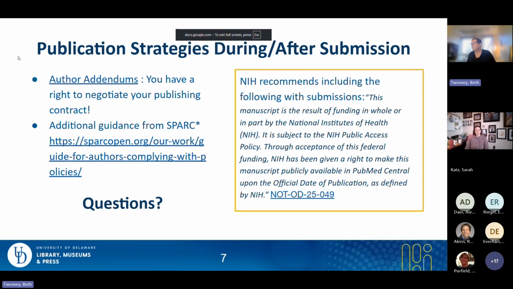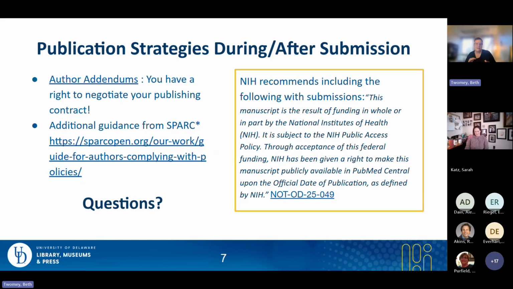There are some strategies also for when you are submitting articles. In the callout box on the side, this is direct language from the NIH that they recommend including in your submission: that this manuscript is subject to the public access policy, and that the NIH has been given a right to make this publicly available on PubMed. This statement is the thing that is causing so many problems with publishers.